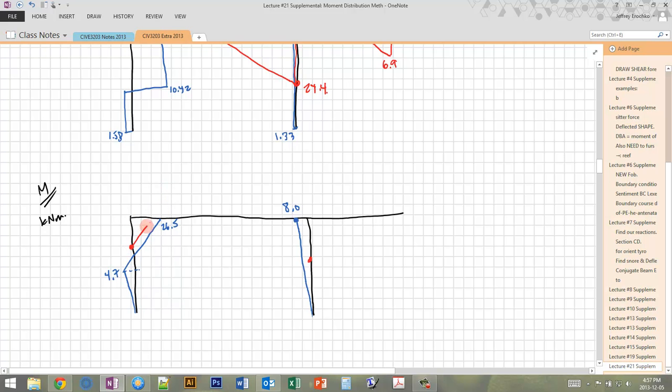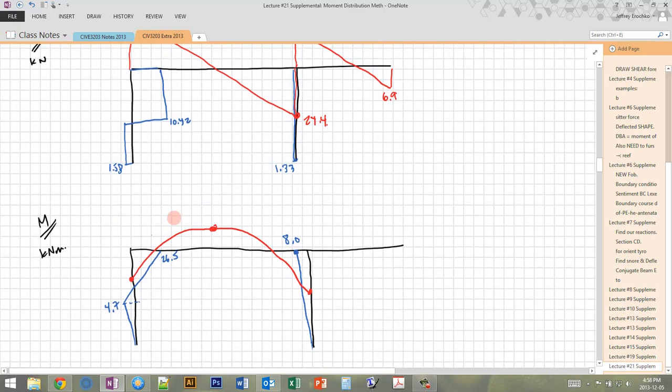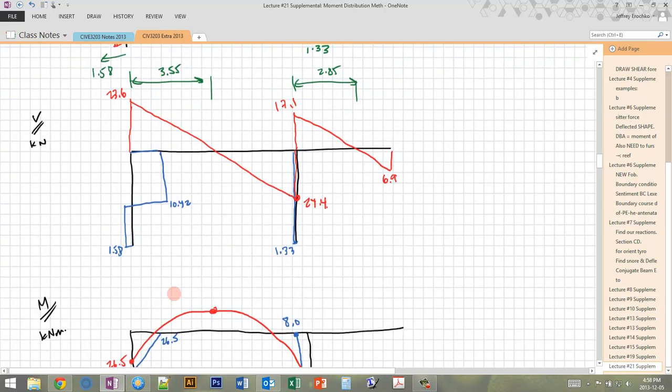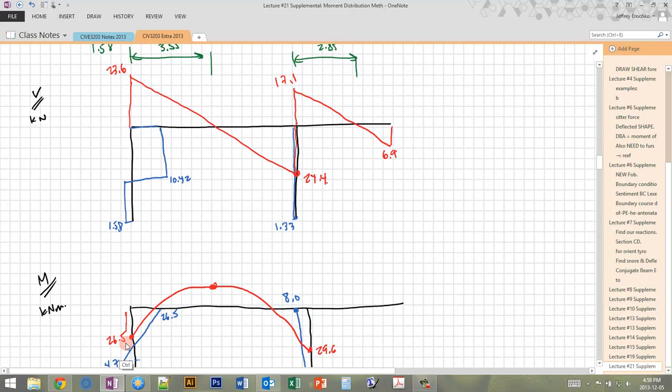And then we have this kind of distribution. That looks something like this. This is a parabola. The peak here I can find. So this one was 26.5. This is 29.6. And the peak here I can find by doing, if this is negative 26.5, I add the area of this triangle. I know this distance. So I can get that this is 15.4.